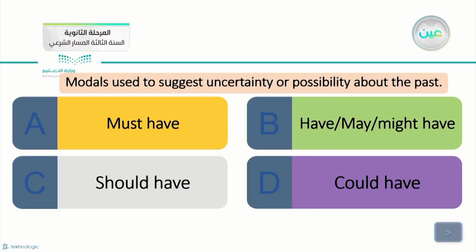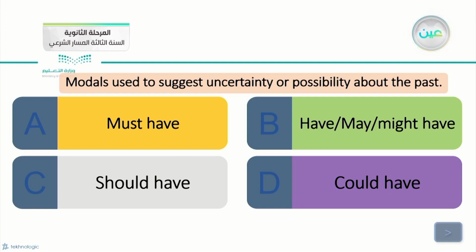Okay, question 2. Modals used to suggest uncertainty or possibility about the past. What do you think, which of these modals is suitable for this definition? Which one of them can I use to suggest uncertainty or possibility about the past? Do you think it is must have, or should have, or may have, might have, or could have? What do you think it is?